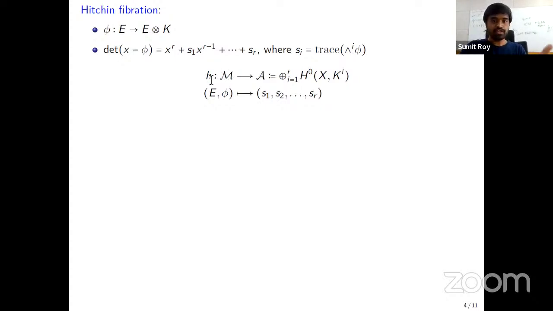Therefore, we have a morphism h from this moduli space to a vector space A, which is the direct sum of H^0(K^i). So these a_i are basically elements of H^0(K^i). Okay. So this map sends the Higgs field phi to the coefficients of its characteristic polynomial. So this is called the Hitchin map. It was introduced by Hitchin in 1987. And this is one of the basic tools to study Higgs bundles.